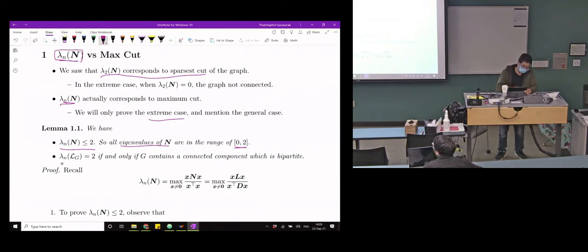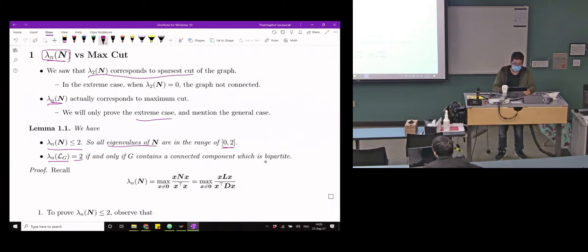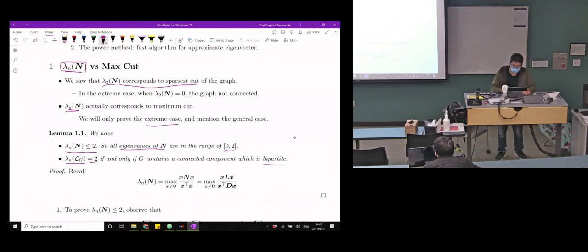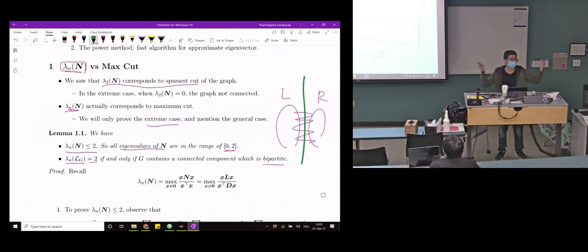And now, if it turns out that lambda n achieves its maximum, 2, then the graph at least has a component which is bipartite. And if it is connected, then the graph is bipartite. Which means, suppose that the graph is connected and bipartite. It means that you have 2 components, and there exists a cut, the maximum possible cut, that cuts every edge.